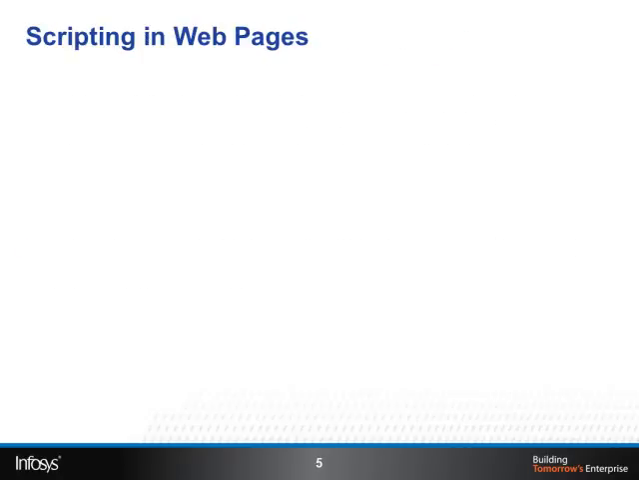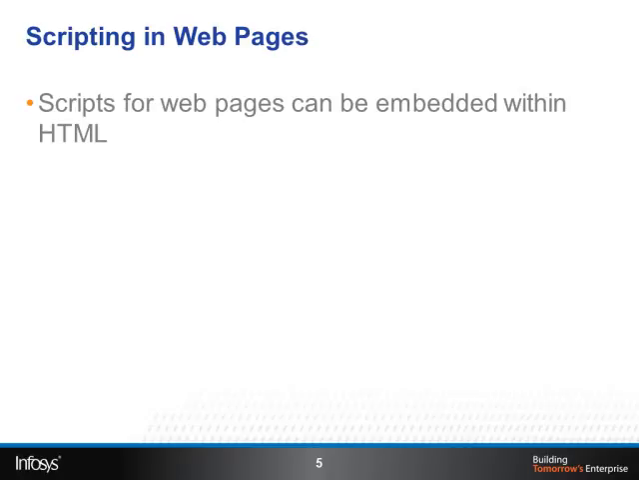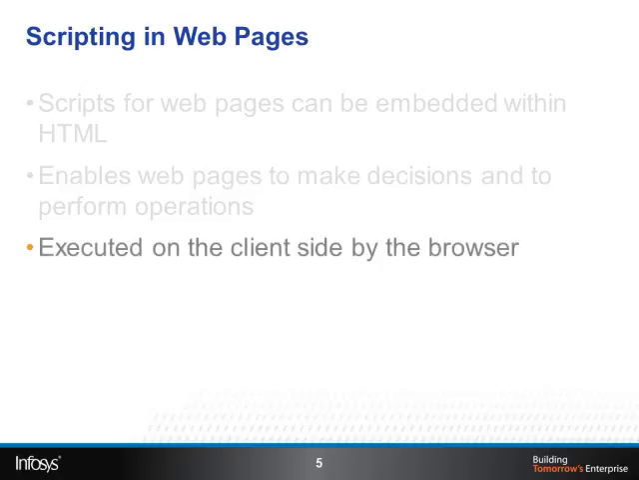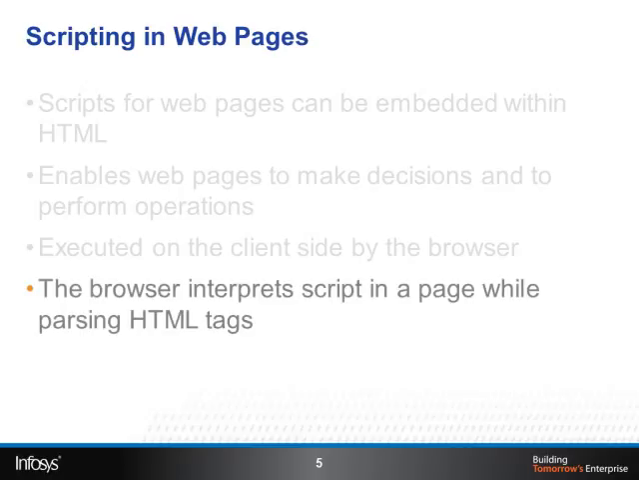One of the most common uses of scripting languages is to make web pages dynamic and interactive. Scripts are embedded inside the HTML code for a web page. Web applications are often required to be interactive, but HTML content is static and cannot make a web page interactive and handle client-side activities. We can provide the ability to a web page to make decisions and to perform operations using scripts. It must be noted that the scripts are executed on the client, which is the browser. The browser interprets the script while parsing the HTML tags to render a page.